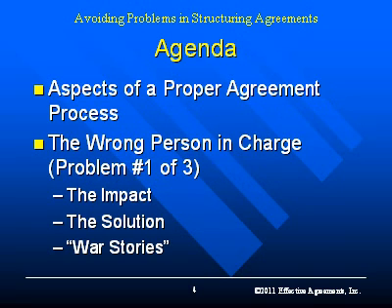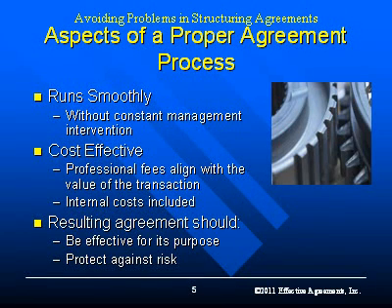The agenda for this portion: first, we're going to talk briefly about what are the aspects of a proper agreement process and how should it work, just sort of a base starting point. Then we're going to talk about the wrong person in charge. That's the first of the problems that I'll be discussing in this series of 3 portions of the webinar. And for it and for all the others, I'll give the impact of the problem, suggested solution for the problem, and some more stories that hopefully are interesting enough to keep your attention and make you able to enjoy what I've got to relate. So let's start off with what are the aspects of a proper agreement process.